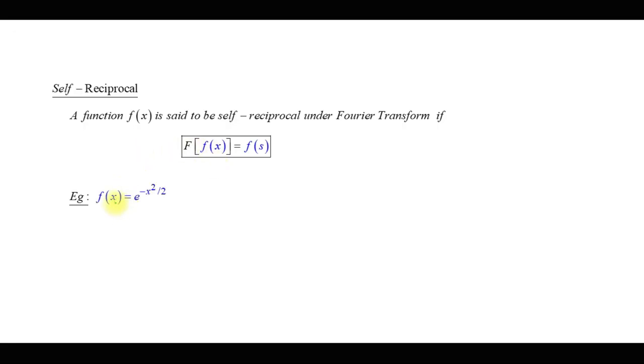Example, f of x equal to e power minus x square by 2. So this is self-reciprocal because if we find Fourier of f of x, then the answer should be e power minus x square by 2. Since Fourier of e power minus x square by 2 equals e power minus x square by 2, both are the same. The only difference is here x and here s. Thus, if f of x and Fourier of f of x have the same functions, then the given function f of x is said to be self-reciprocal.